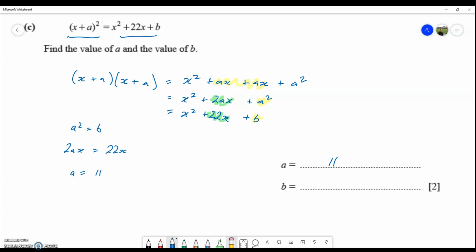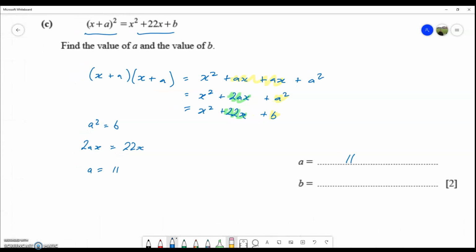But also we can use this top line here to work out b. It must be equal to 11 squared, which is equal to 121, and that's our second answer. So there we go. That's how we answer those questions dealing with factorising and expanding.